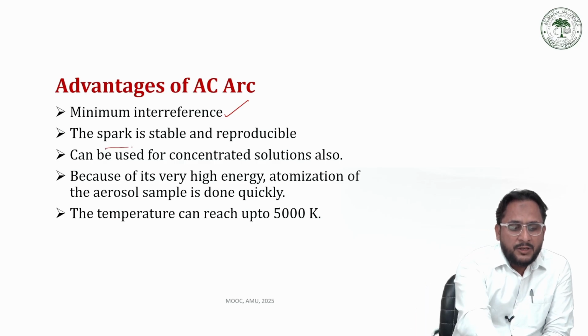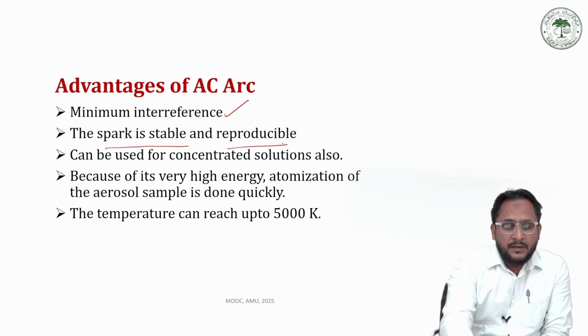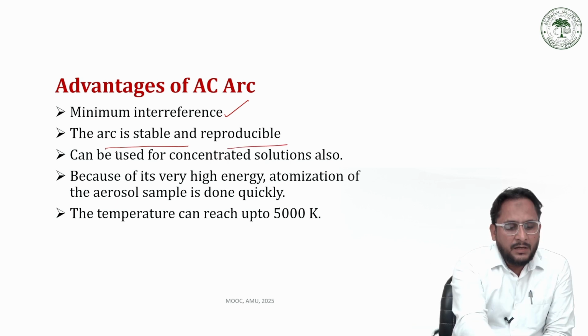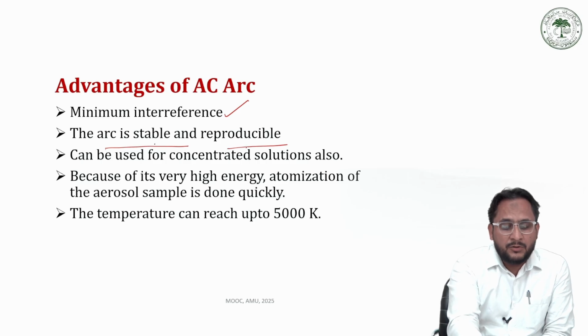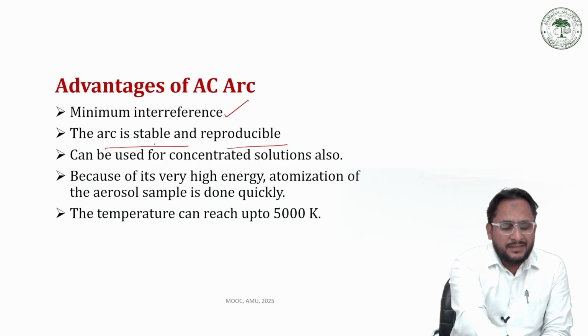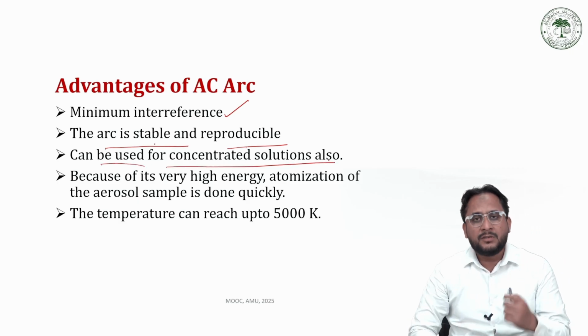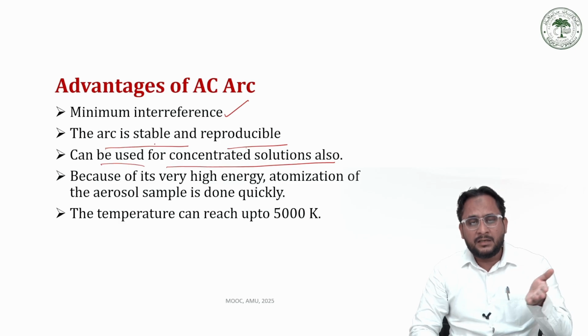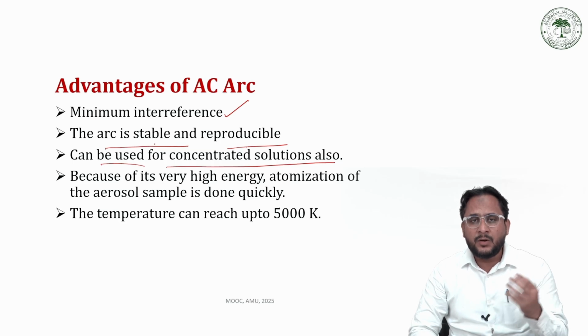The spark obtained from AC arc is quite stable as well as reproducible. The arc is quite stable and reproducible, and we can get the same energy a number of times. This AC arc can be used for concentrated solutions as well, because it also has high energy, and since it is an AC arc, it can only be produced when we have a continuous supply of energy, while for AC spark we need energy momentarily.